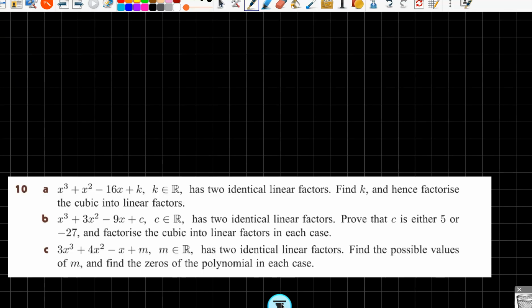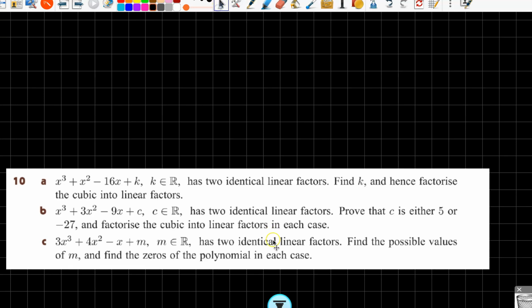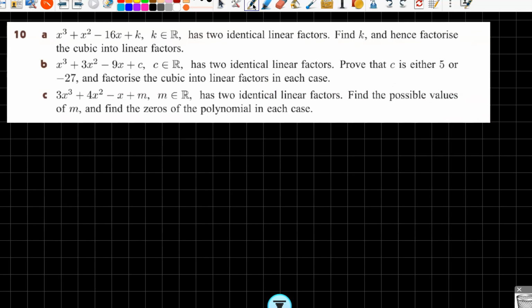10. What was the issue there? Oh, sorry. Is there a mathematical way to do it or try it? Yep. So, yes. So for A, okay. So with A, we've got x cubed plus x squared take 16x plus k has two identical linear factors. Find k and hence factorize.